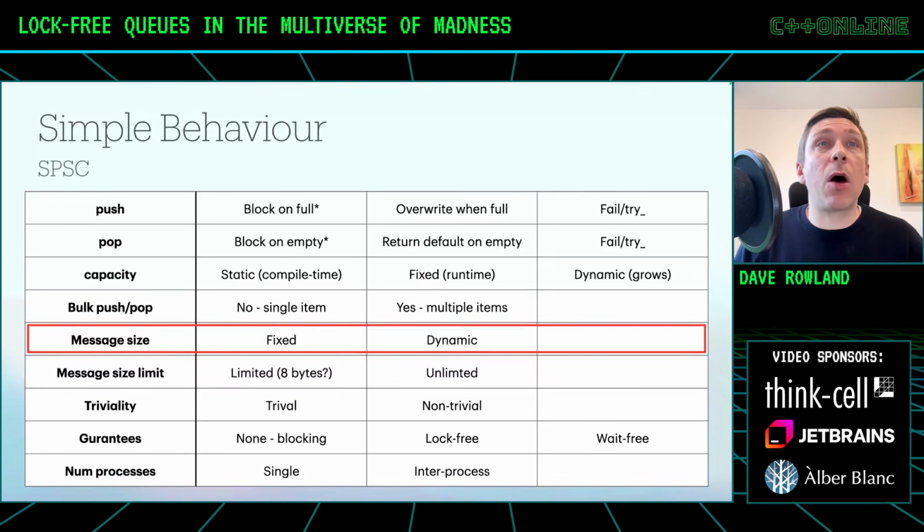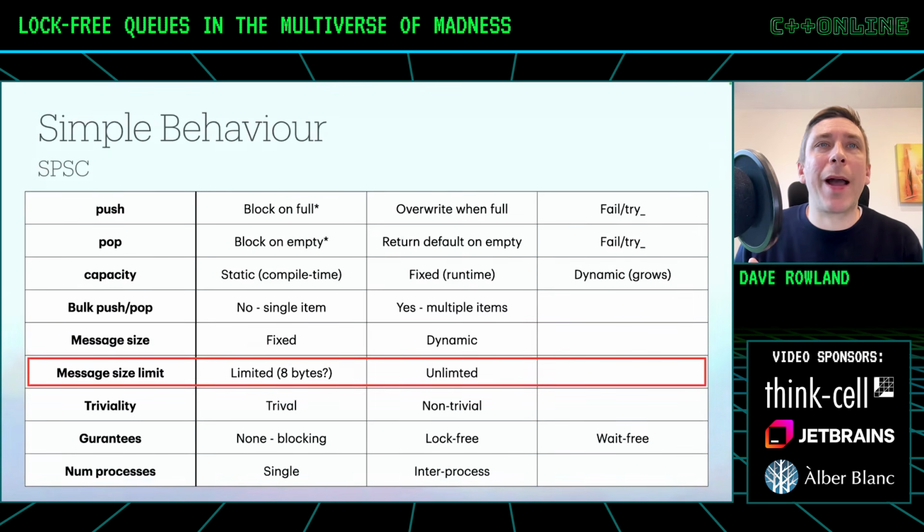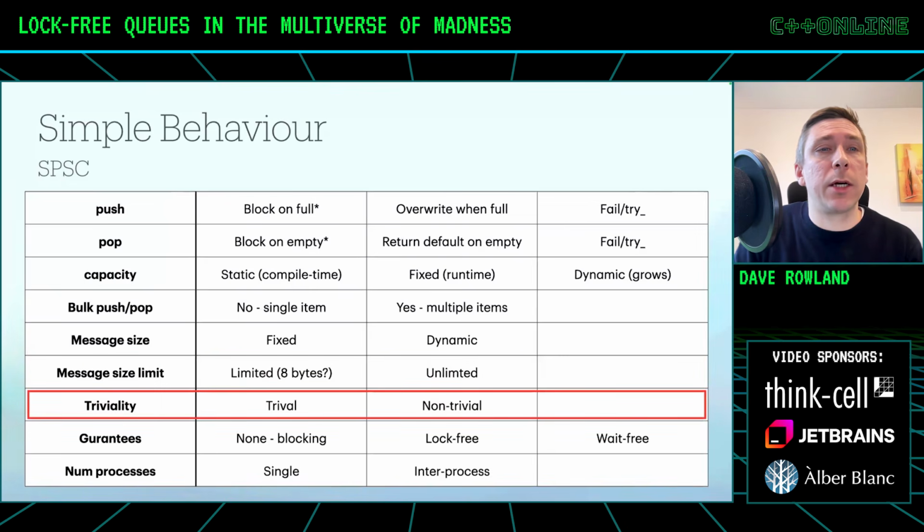What about the size of that item? Is it fixed, like just a single type, or is it dynamic? Can you put in multiple bytes and then read out multiple bytes of different sizes? Is there a limit, an upper bound, to the size of the items in the queue? There are examples where you have this, or can it be effectively an object or a type of any size? And what about the triviality? Do the types that you're putting in the queue have to be trivially copyable, or could they be non-trivial?